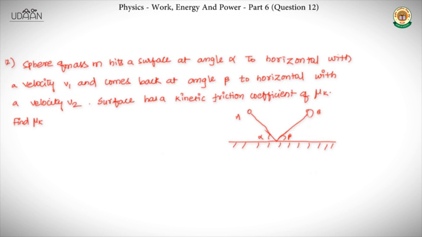So let's see problem number 12. It says that a sphere of mass m hits the surface at angle alpha to the horizontal with a velocity v1 and comes back at an angle beta to the horizontal with a velocity v2. It's given that the surface has a kinetic friction coefficient of mu k. We are asked to find the value of mu k.